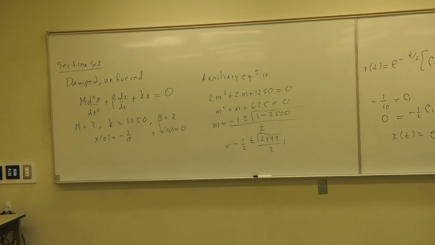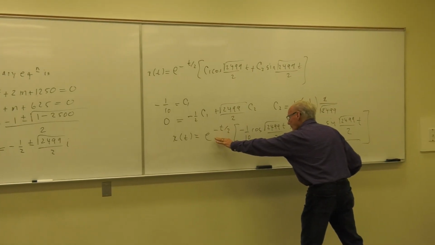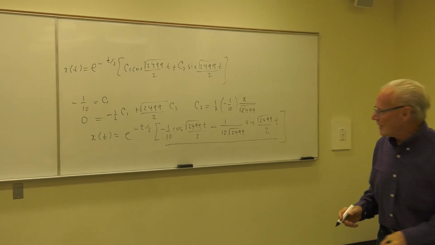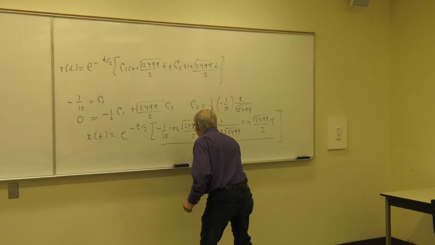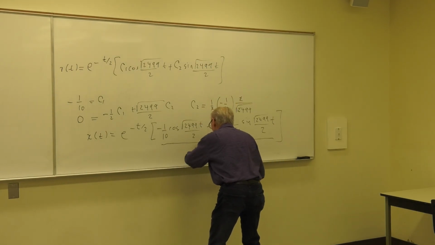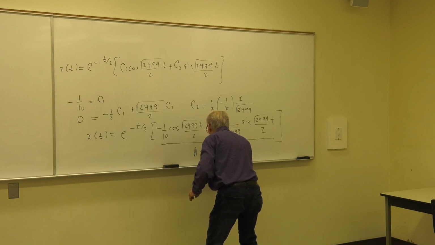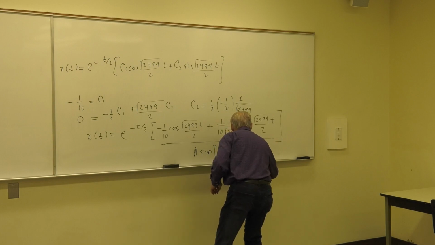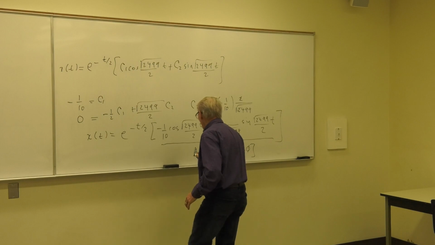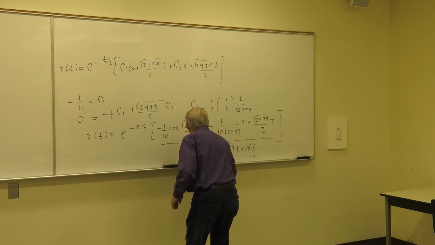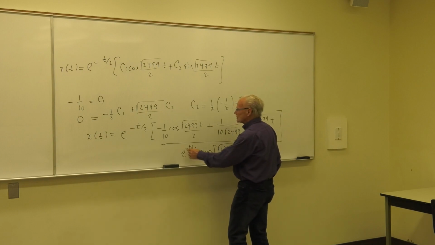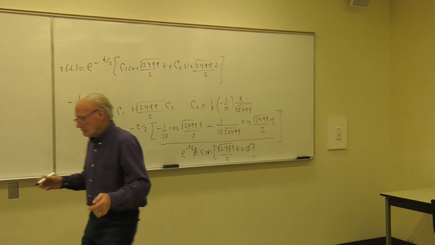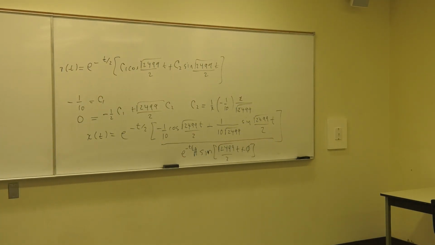Do you agree? I could take this part and rewrite it just like I did for the undamped stuff. I could write this as a sine, the sine of the square root of 2499 over 2 t plus phi. All right? And so I'd have up front this e to the minus t over 2. And I know A is the square root of this one squared plus that one squared. That's the formula for the A. Right? Picture. What does it look like?